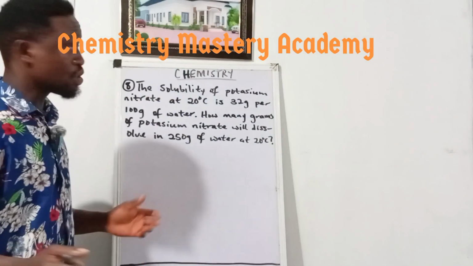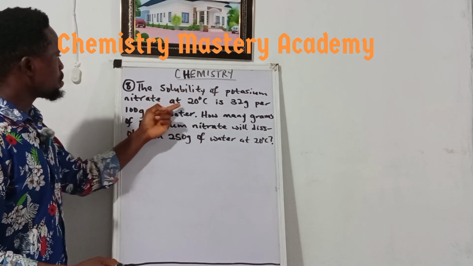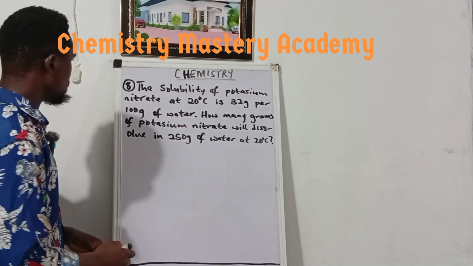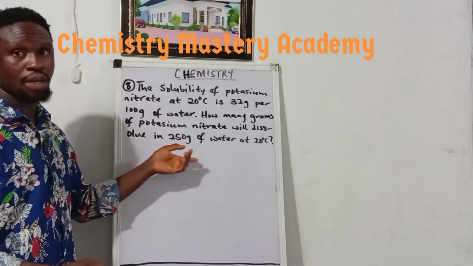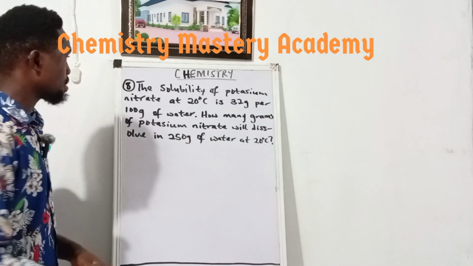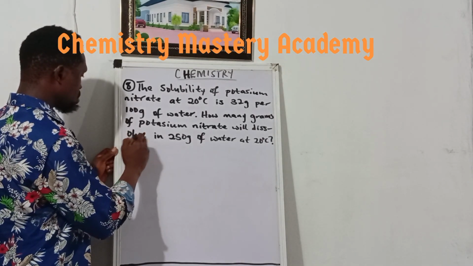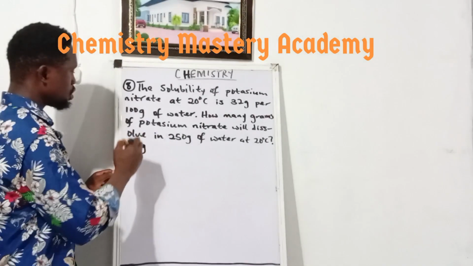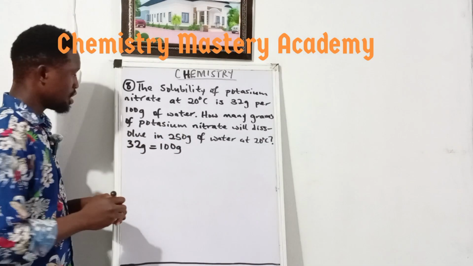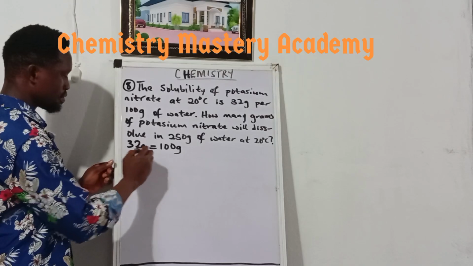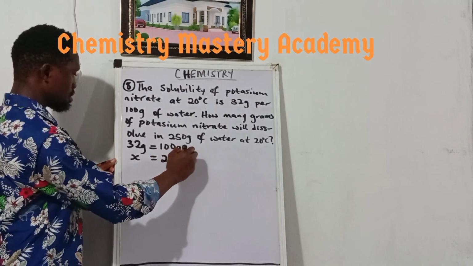All right, looking at this question, number 8: the solubility of potassium nitrate at 20 degrees Celsius is 32 grams per 100 grams of water. How many grams of potassium nitrate will dissolve in 250 grams of water at 20 degrees Celsius? So first of all, what we should know is this: 32 grams will dissolve in 100 grams. Now they're asking us how many grams, we don't know, x, will dissolve in 250 grams.